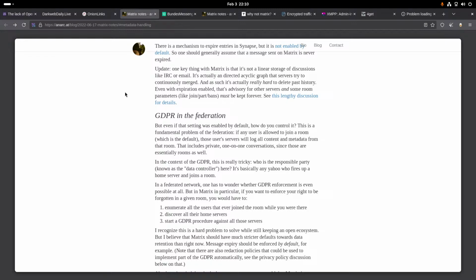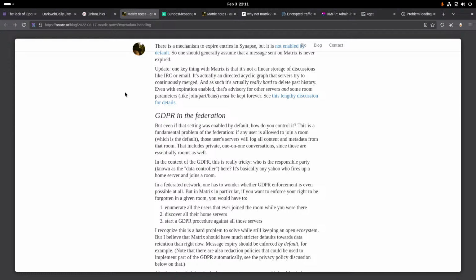GDPR and the Federation. But even if the setting was enabled by default, how do you control it? This is a fundamental problem with the Federation. If any user is allowed to join a room, which is the default, those users' servers will log all the content and metadata from the room. That includes private one-on-one conversations, since those are essentially rooms as well. In the context of GDPR, this is really tricky. Who is the responsible party, known as the data controller here? It's basically any Yahoo who fires up a homeserver and joins a room.